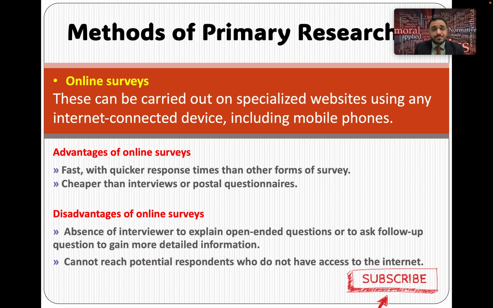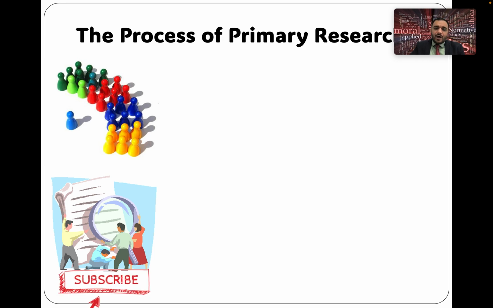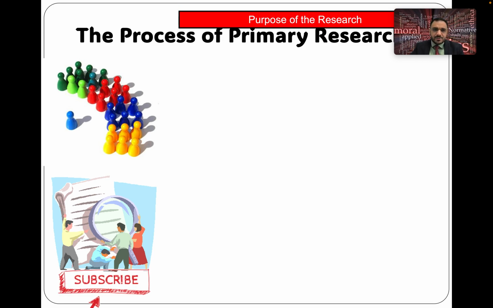For example, some people you are making interviews with, they were your potential respondents, but they have no access to the internet, so you will not have a response from them. So now we will see the process of primary research. Till now we have been discussing primary research.